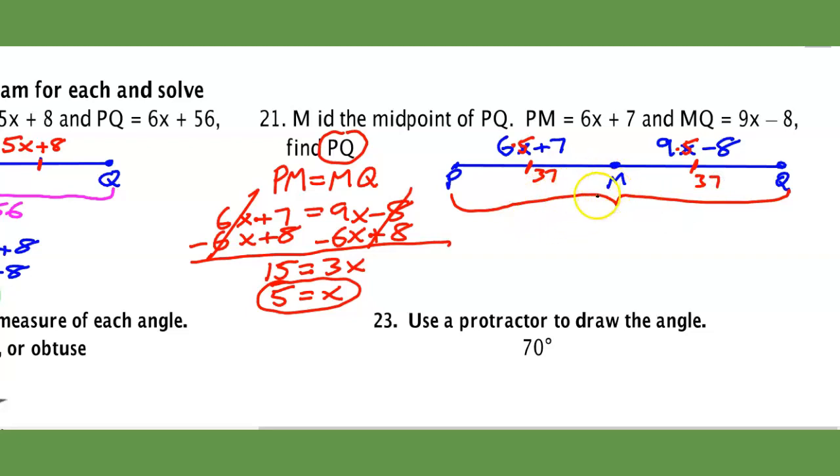So this whole length will be 37 plus 37, which is 74. So PQ just comes from 2 times 37, which is 74. So there's our final answer right there.